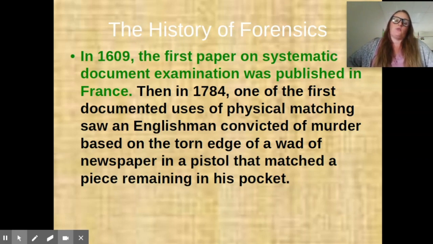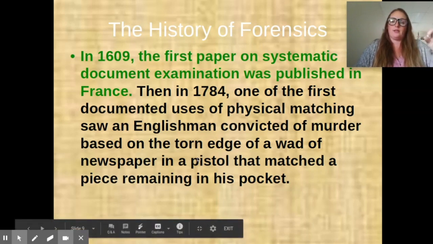Then in 1784, one of the first documented uses of physical matching saw an Englishman convicted of murder based on the torn edge of a wad of newspaper in a pistol that matched the remaining piece in his pocket. So they're looking at the tear mark, and they're actually matching these tear marks up and saying, oh no, this is the same piece of paper. It's the same tear mark, and this little wad that was found in the pistol definitely came from that paper that was in that guy's pocket.